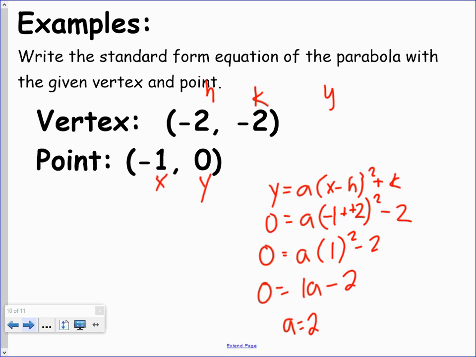Plug that back in. Y equals 2 times the quantity x plus 2 squared minus 2. There's my equation. If you wanted to check that, you could plot those 2 points and see if that makes sense. Like, do you have a parabola that opens up? Yes. Does it seem like I have a vertical stretch of 2? Yes. Then I think I have the right answer.